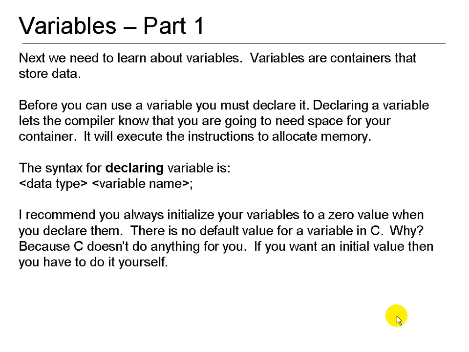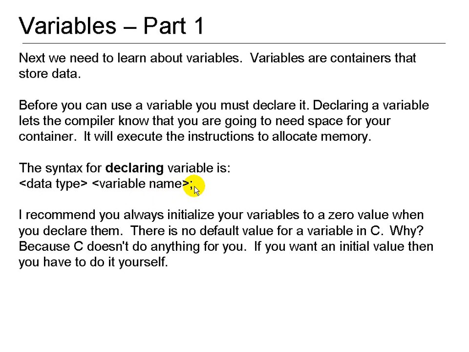Before you can use a variable, you must declare it. Declaring a variable lets the compiler know you're going to need some space for your container. It will execute the instructions necessary to allocate memory. The generic syntax for declaring a variable is data type and then the variable name followed by a semicolon.